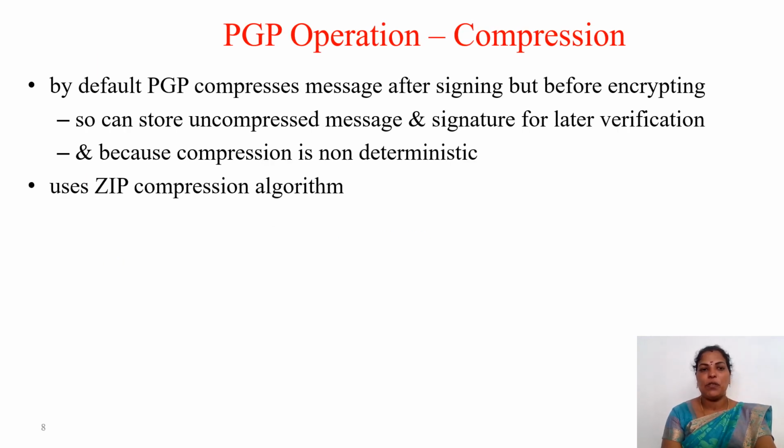Next is PGP operation with respect to compression. By default, Pretty Good Privacy compression comes after signing but before encrypting. So here we are performing the compression operation. After signing the message, we perform the compression operation, but before encrypting, we have to compress it.